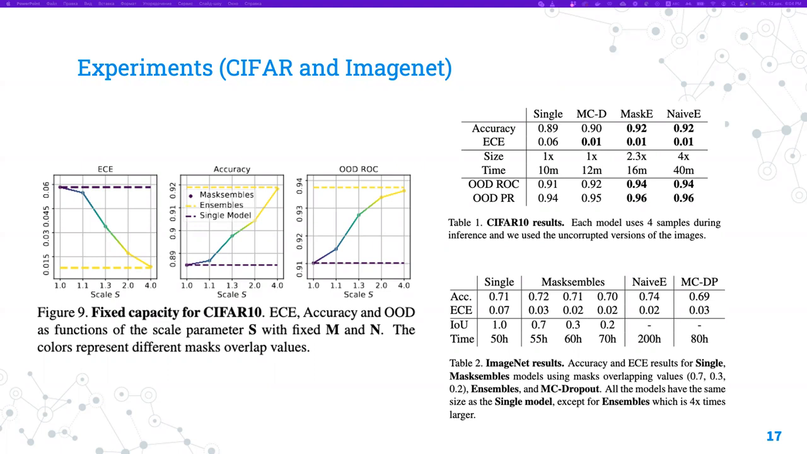Yeah, final numbers. The major point to make here is that, compared to ensembles, we pretty much perform closely for CIFAR. That was very close, pretty much the same numbers. For ImageNet, that was slightly lower. But at the same time, we are getting a huge reduction in training time, basically training time and memory. We observed this both for CIFAR and ImageNet results. And we still perform significantly better than MC Dropout.